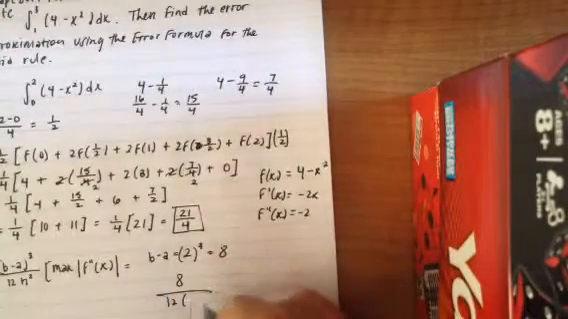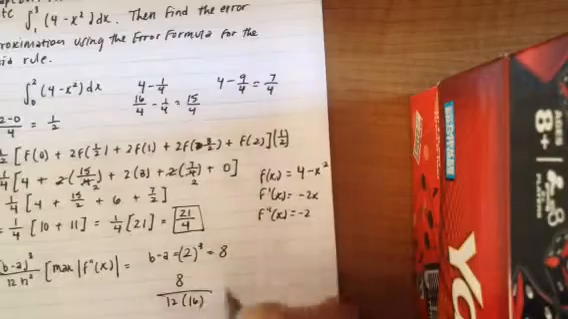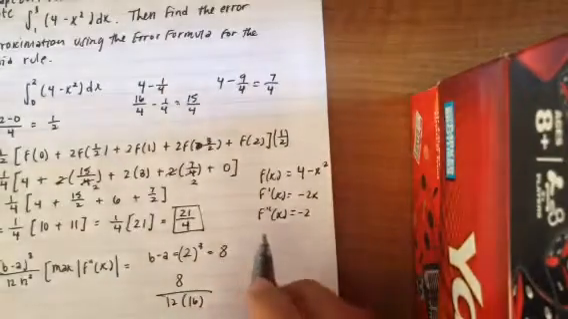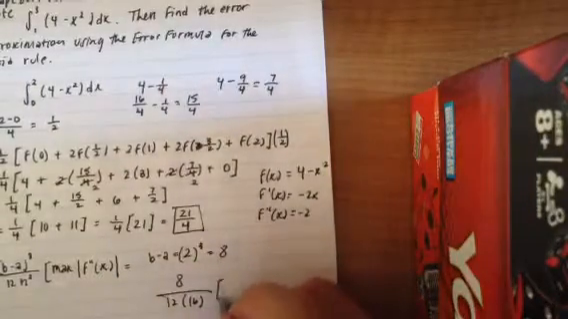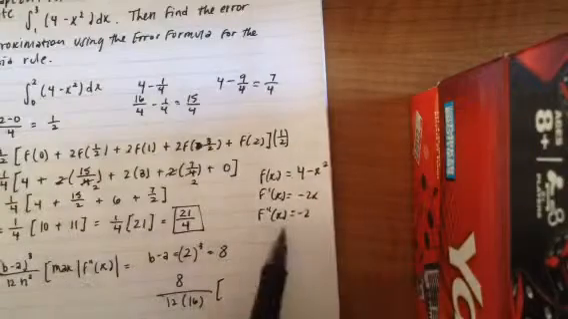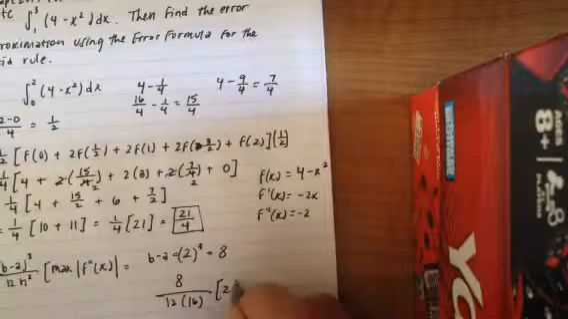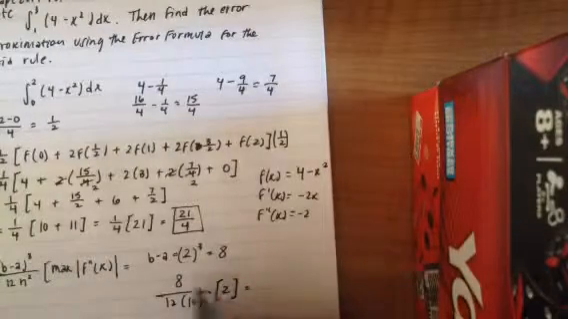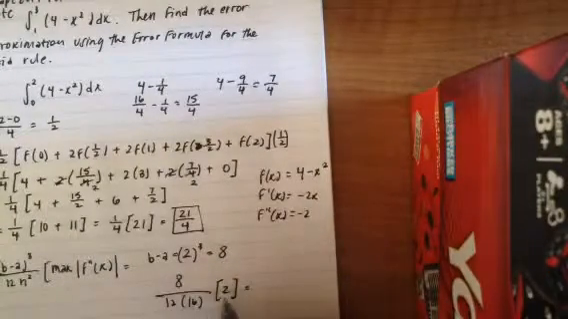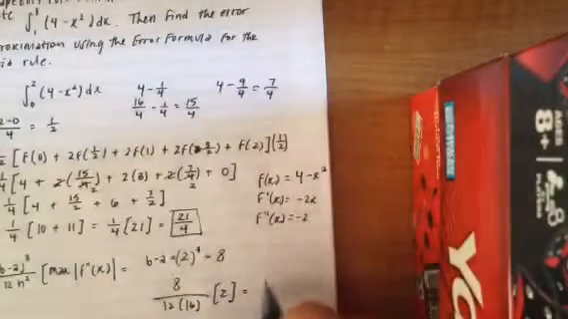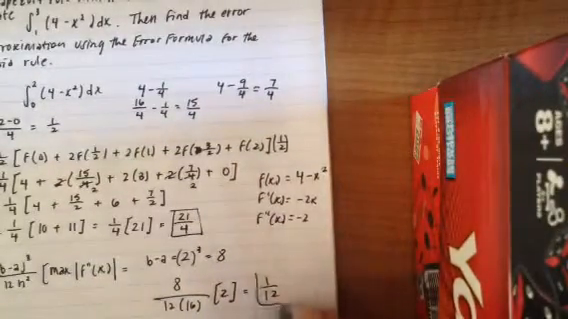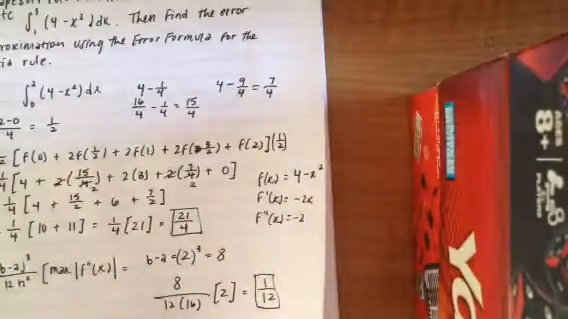Now 12 times n squared. N is 4, so 12 times 16, because 4 was squared, multiplied times the absolute value of the f double prime, which would just be 2. And so you multiply 8 times 2 to get 16, and that would cancel on the bottom. And so we're left with 1/12. And that's all of number 5.